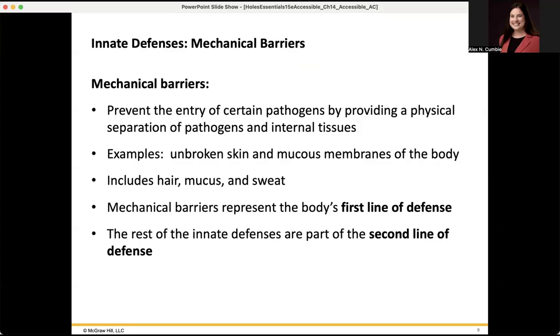If the pathogen makes it past the mechanical barrier, the first line of defense, say you got a cut, right? That physical barrier is broken. Now we're going to go to our second line of defenses, the rest of these innate defenses.